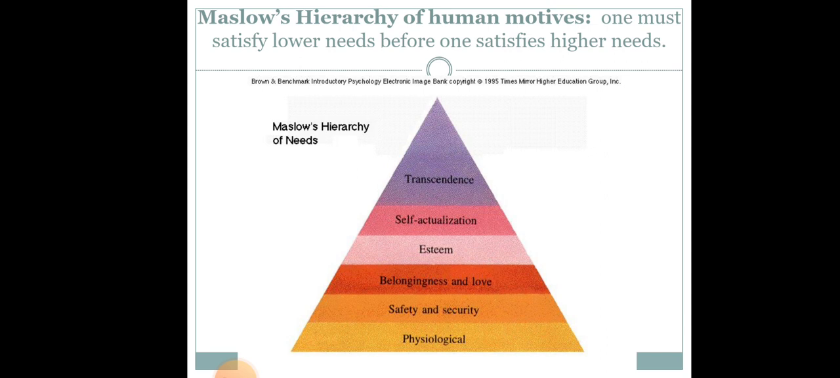Maslow's hierarchy of human motives. One must satisfy lower needs before one satisfies higher needs. So the most important needs are at the bottom. Why? Maslow's hierarchy of needs, first of all, I'm talking about the bottom, the physiological. So I'm talking about food and what? Food and shelter. Then safety.